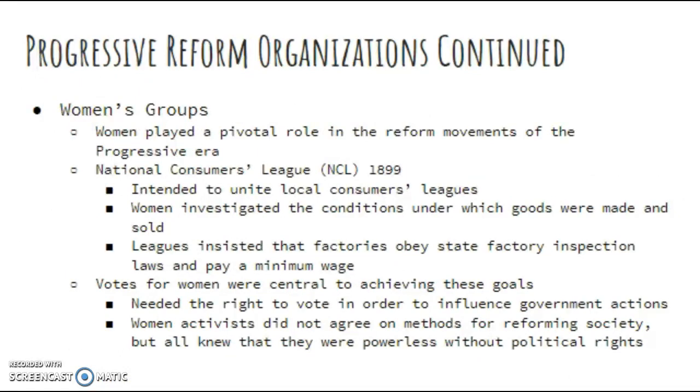All right, progressive reform organizations, women's groups. Women played a pivotal role in the reform movement of the progressive era, like the National Consumers League, NCL, 1899. This intended to unite local consumers leagues. Women investigated the conditions under which goods were made and sold. Leagues insisted that factories obey state factory inspection laws and pay a minimum wage. Votes for women were central to achieving these goals. Needed the right to vote in order to influence government actions. Women activists did not agree on methods for reforming society, but all knew that they were powerless without political rights.